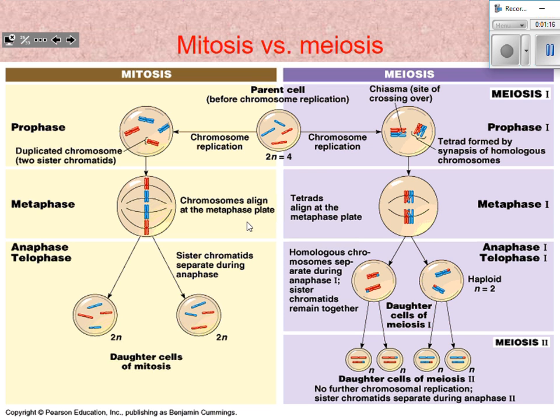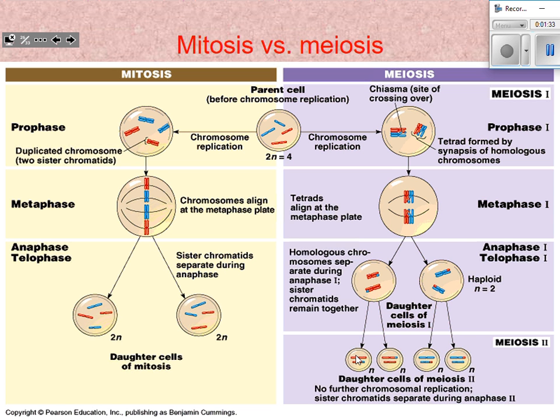Now let's look over here at meiosis. Here we've got one cell, here we divide it into two, and then during meiosis 2 down here, it divides into 4. So it does indeed have two different divisions.